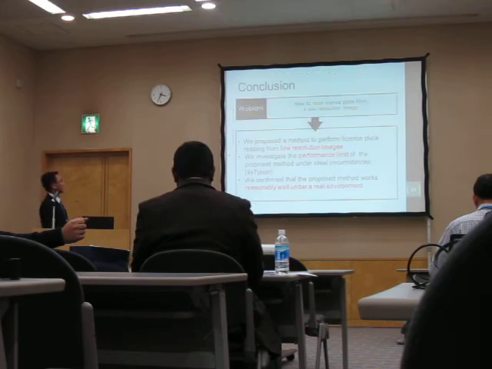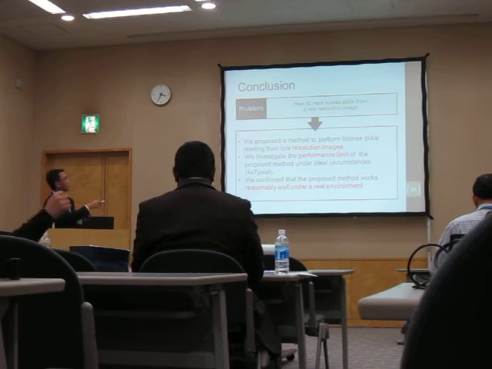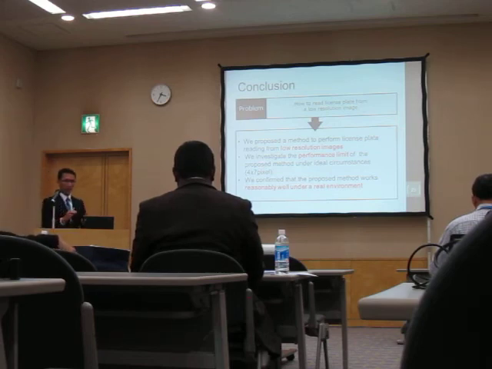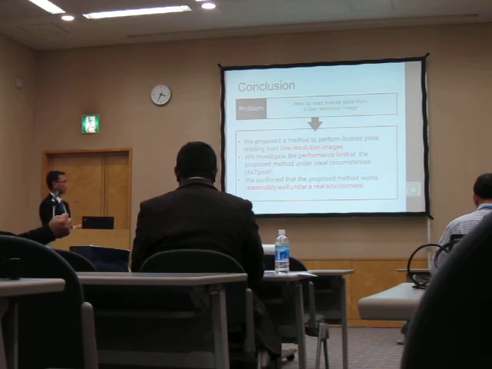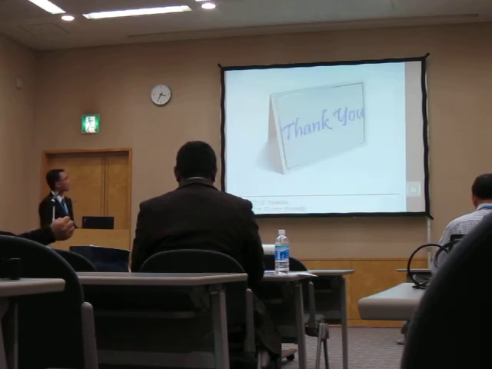So the conclusion is, starting from the problem of how to read the license plate from a low resolution image. We propose a method to perform license plate reading from low resolution images, where the input image has a very limited number of pixels. And we investigated that the performance limit of our proposed method is 4 by 7 pixels, and we confirm that the method works reasonably well under a real environment. Thank you for having me.